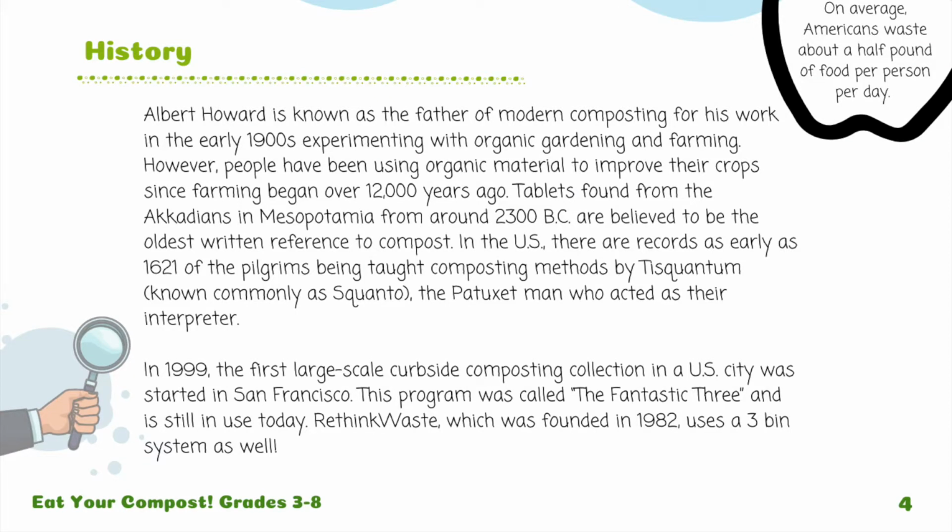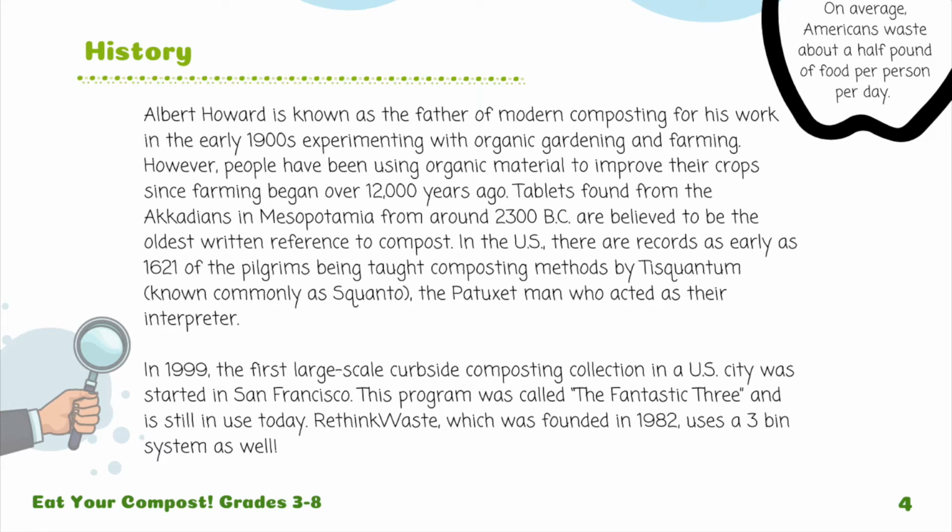Now for some history. Albert Howard is known as the father of modern composting for his work in the early 1900s experimenting with organic gardening and farming. However, people have been using organic material to improve their crops since farming began over 12,000 years ago. Tablets found from the Akkadians in Mesopotamia from around 2300 BC are believed to be the oldest written reference to compost.